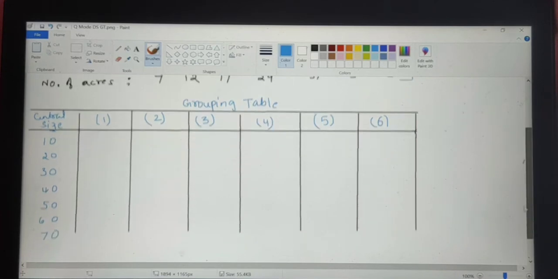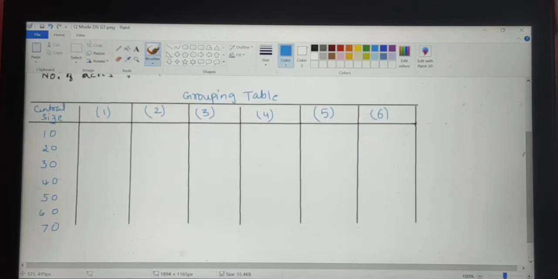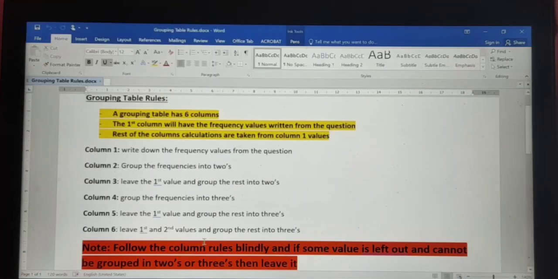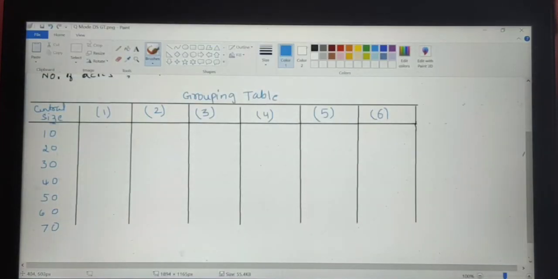Now he asked us to write the frequency values in the first column. Let me show you the rules once again. Here we are dealing with this particular thing: write down the frequency values from the question. As per the question we have the frequency values which are 7, 12, 17, 29, 31, 5 and 3. These are the different values given to us in the question.